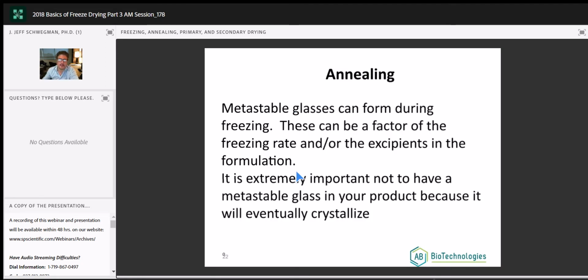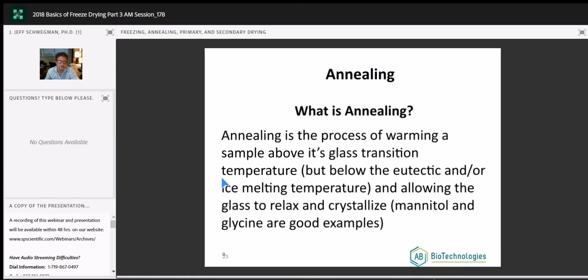Okay, let's say a little bit about annealing. So we talked last time about a metastable glass forming. It should have crystallized during the freezing phase. It didn't for a number of different reasons. So now we're left with this metastable glass that we have to get rid of. Annealing does that. So it's extremely important to make sure we don't leave our product with a metastable glass, okay? Because it will eventually crystallize and wreak havoc on our formulation.